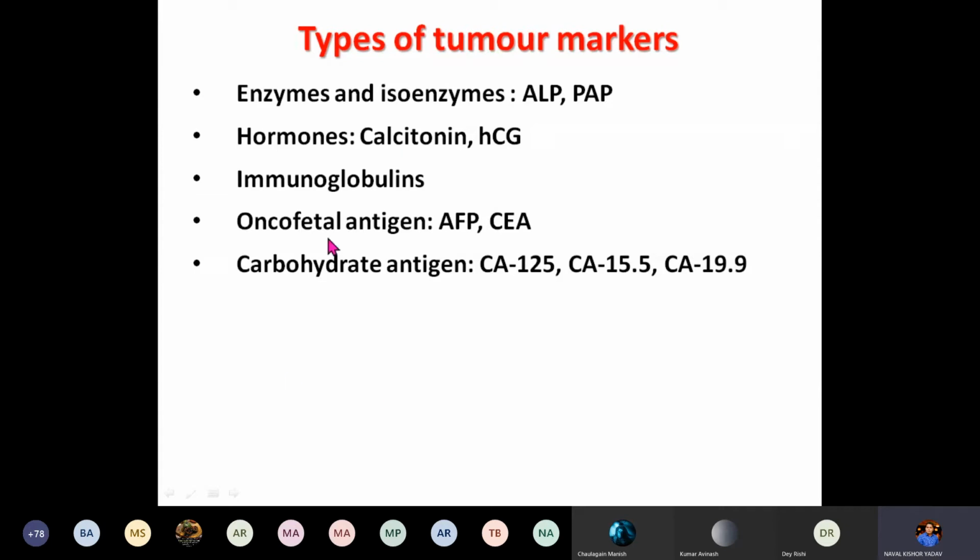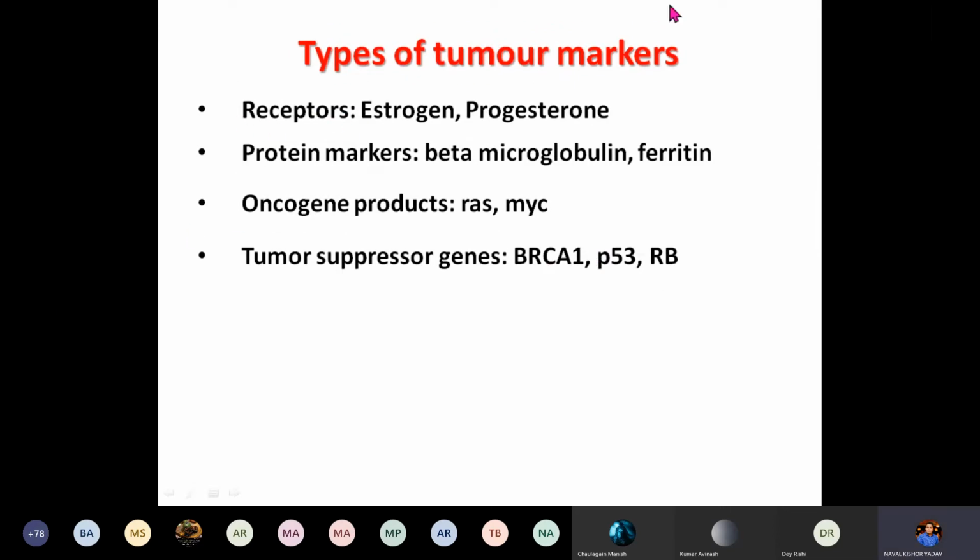So based on that, you can say oncofetal antigens like alpha fetoprotein, carbohydrate antigens like CA125, CA15.3, CA19.9. Other markers like receptors, estrogen receptors, progesterone receptors, are used as the tumor markers. Proteins can be used as the tumor markers, like beta 2 microglobulin, ferritin. Oncogene products, RAS, MYC, can also be used as the tumor markers. Tumor suppressor genes like p53, BRCA, can also be used as the tumor markers.